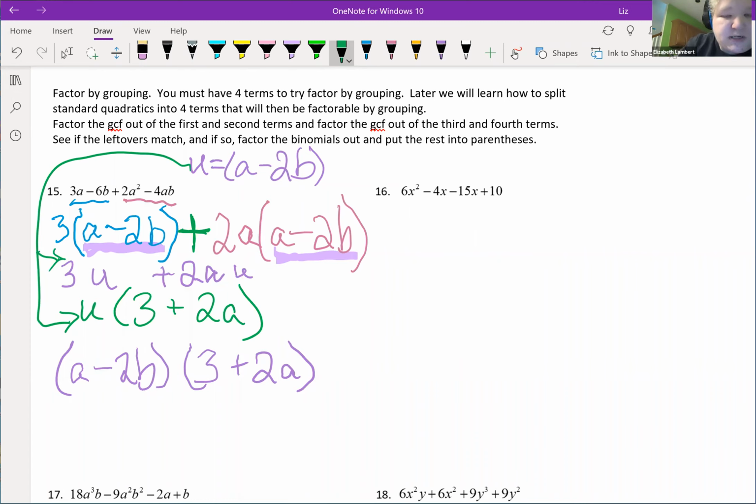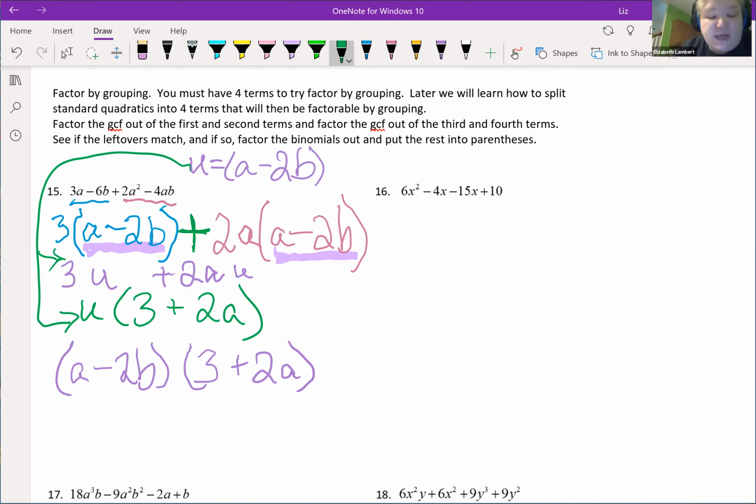So here I traded them out for u's. And now the last step, I would trade it back out for the a minus 2b. And there is our factored form, factor by grouping complete, 2 binomials. So we went from 4 terms to 2 binomials. Magic. Mathemagic.